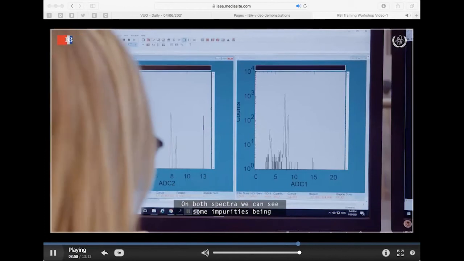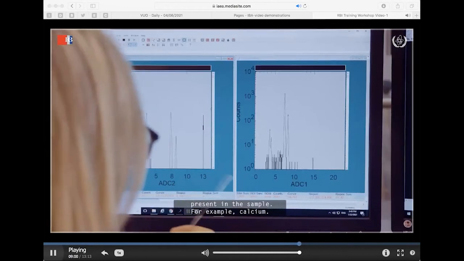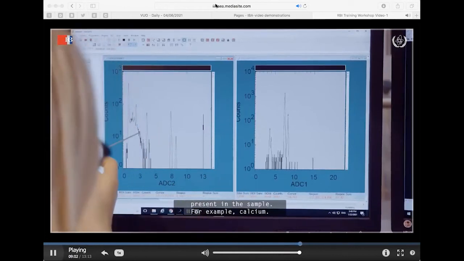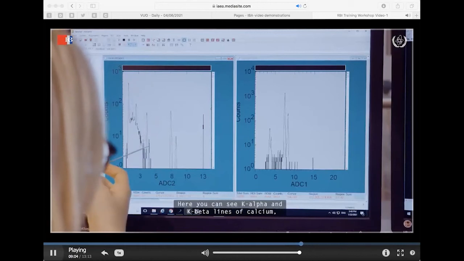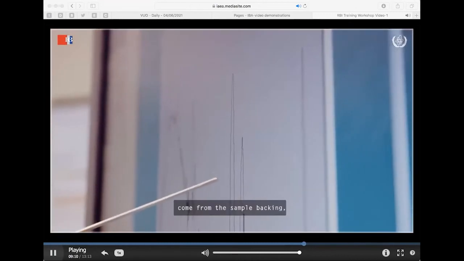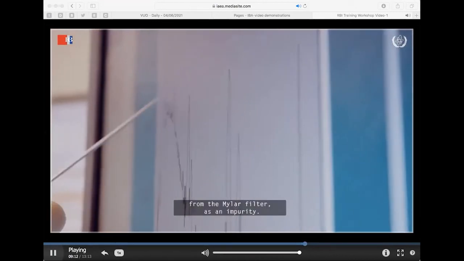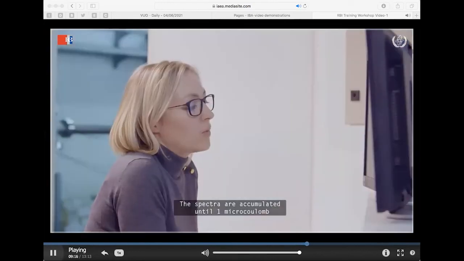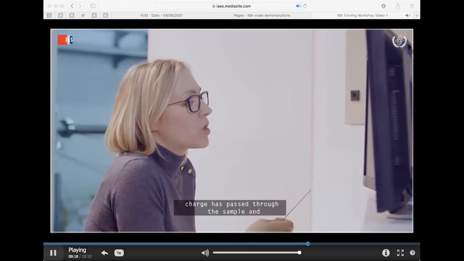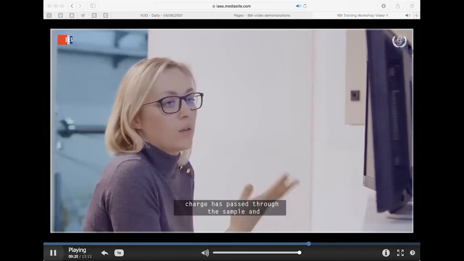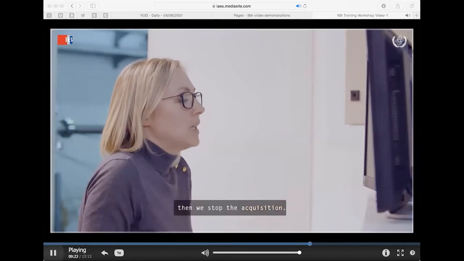On both of these spectra, we can see some impurities present in the sample. For example, calcium. Here you can see K alpha and K beta lines of calcium on the Sdg detector, which actually come from the sample backing, the Mylar filter, as an impurity. The spectra are accumulated until 1 microcoulomb of charge has passed through the sample, and then we stop the acquisition.